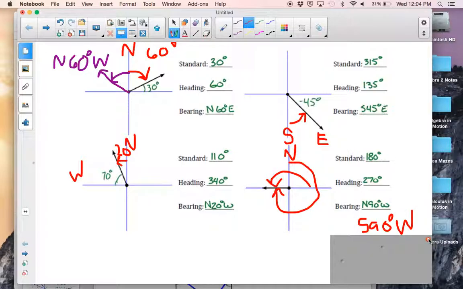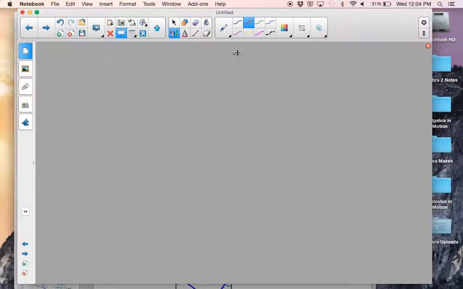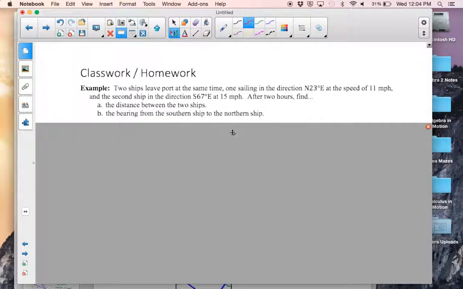Okay, so that's standard position, headings, and bearings. Now let's look at one example of how you set up a problem. In this example, two ships leave port at the same time, one sailing in direction north 23 degrees east at a speed of 11 miles per hour, the second ship in the direction south 67 degrees east at 15 miles per hour. After 2 hours, find the requested information.